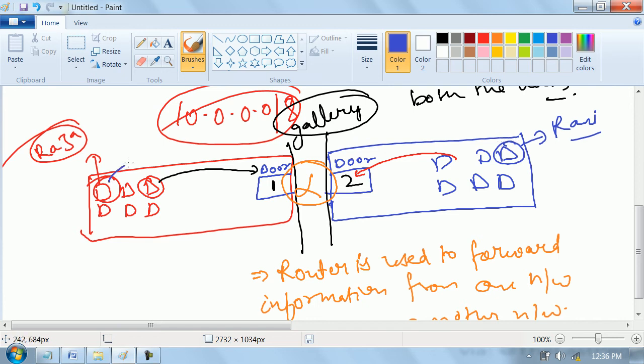Raja wants to meet Rani. Raja will go to his default gateway. He will ask, I want to meet Rani. He will say, go to door number 2. You will find Rani there. This thing is clear? Any issue? No.